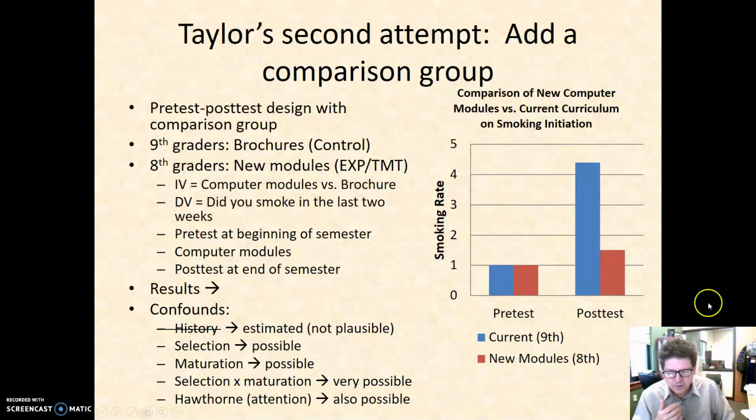Right? Hawthorne effects may also be possible in this situation, although the attentional effect is kind of in the opposite direction you'd expect. Maybe with the brochures, you get to meet with the person handing them out or something, and the computer modules are impersonal. There's no interaction, there's no attention, you feel less observed, it's anonymous. Hawthorne is also a possibility, but it's not as striking in this example as the selection by maturation effect in this kind of design.